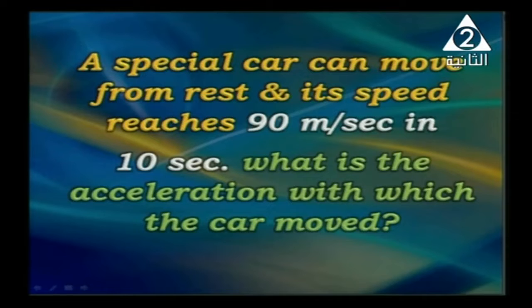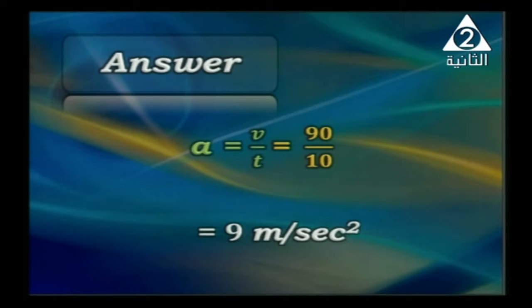Another one of these problems: a special car can move from rest and its speed reaches 90 meters per second in 10 seconds. What is the acceleration with which the car moved? This car has a speed and moves in a time interval. So the answer is a equals v divided by t equals 90 divided by 10 equals 9 meters per second square.